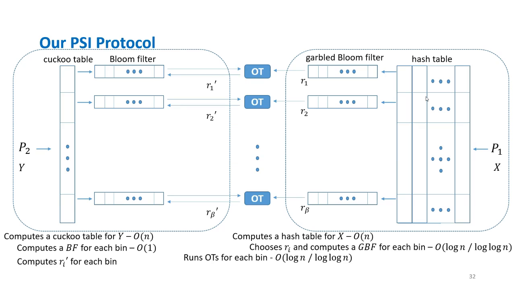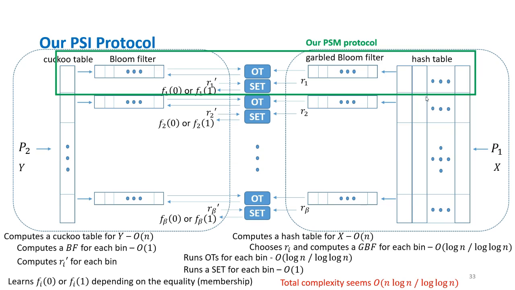Then, for each bin, they execute oblivious transfers where P2 learns the corresponding associated values or different random numbers depending on the membership. After that, the parties run O(n) set protocols in parallel. In this way, the complexity of our PSI protocol becomes O(n log n / log log n), since the number of bins is O(n), and for each bin, O(log n / log log n) OT executions are performed.